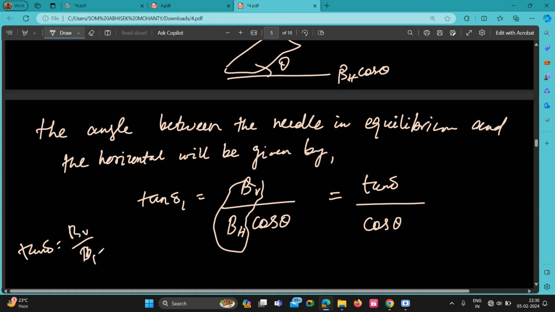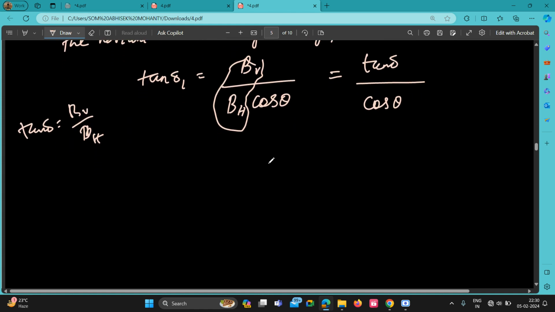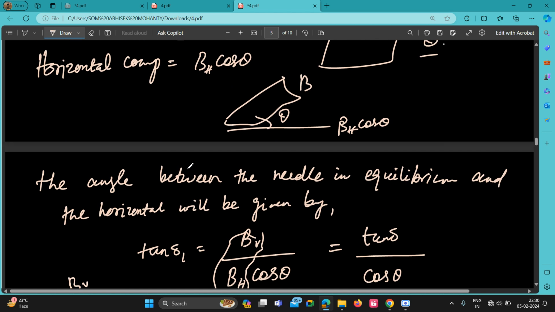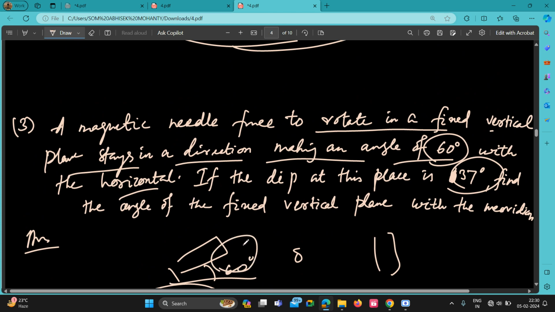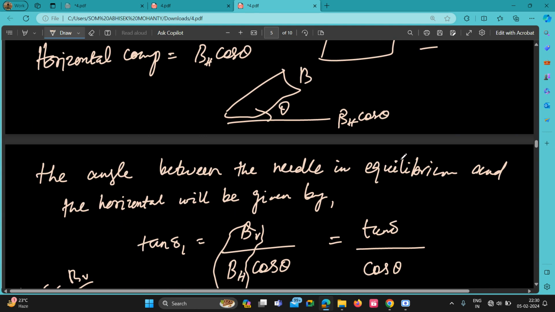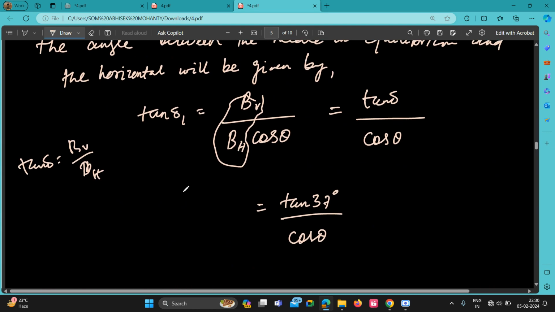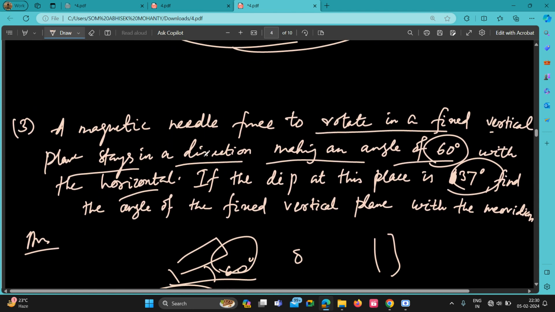So tan delta is our tan 37 degree. And your theta, what is theta here? Theta is what we need. Tan delta L, the angle that the needle is making, 60 degree. The needle free to rotate in a vertical plane stays in direction making an angle 60. So this is your delta L. Okay, so tan 60 degree. So your cos theta is what we need, because angle of the fixed vertical plane with the meridian.